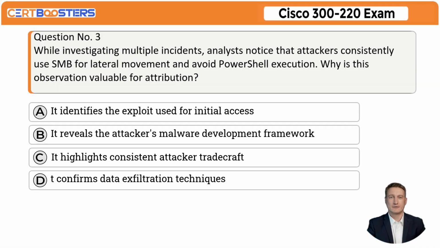Question number 3. While investigating multiple incidents, analysts notice that attackers consistently use SMB for lateral movement and avoid PowerShell execution. Why is this observation valuable for attribution? A. It identifies the exploit used for initial access. B. It reveals the attacker's malware development framework. C. It highlights consistent attacker tradecraft. D. It confirms data exfiltration techniques.